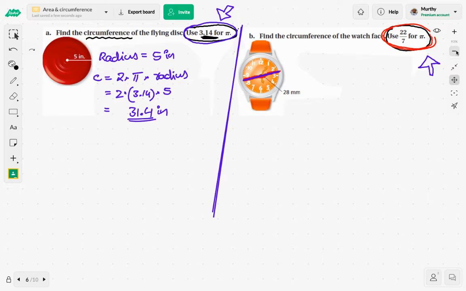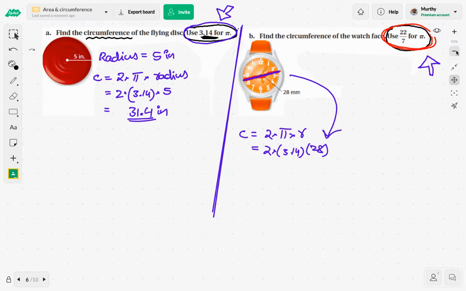Why I'm insisting so many times is because I know most of the students are in a hurry. They write that C equals 2 times pi times radius. So 2 times pi is 3.14 and radius. Do you see that the radius is not 28?